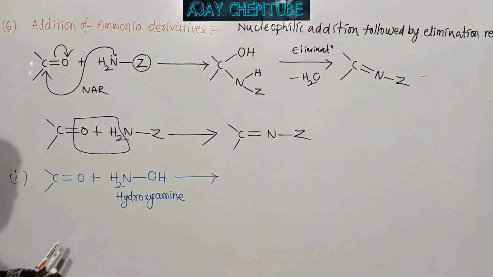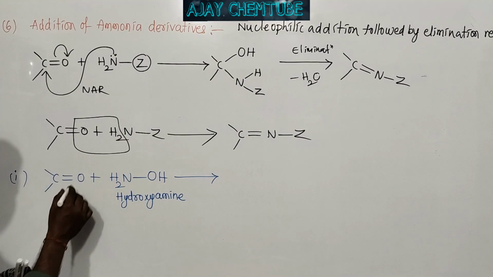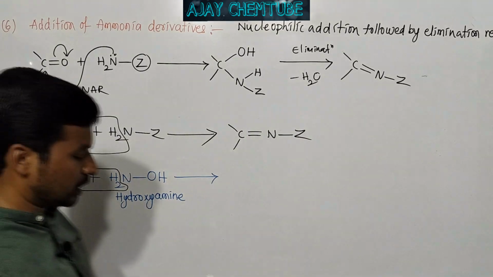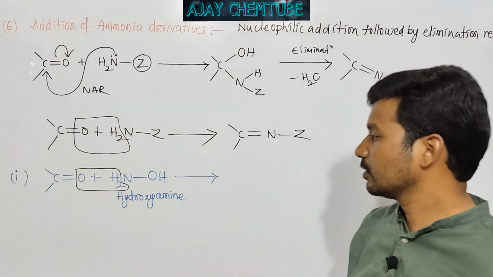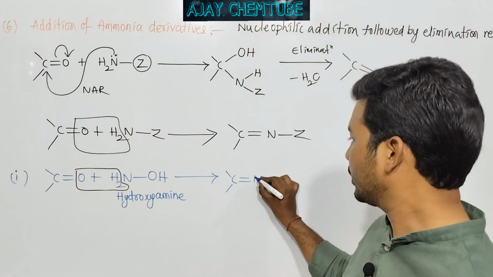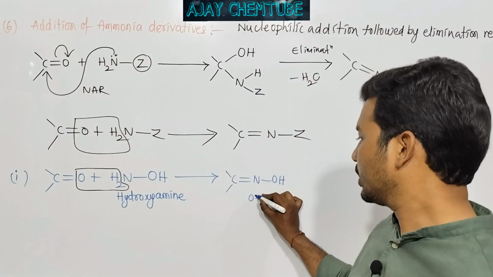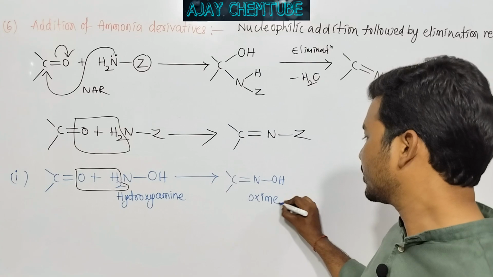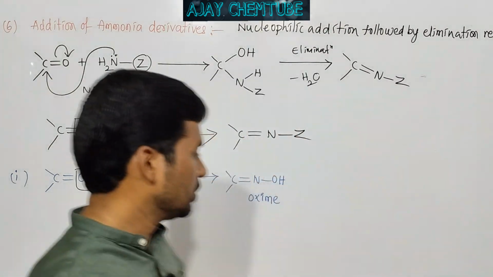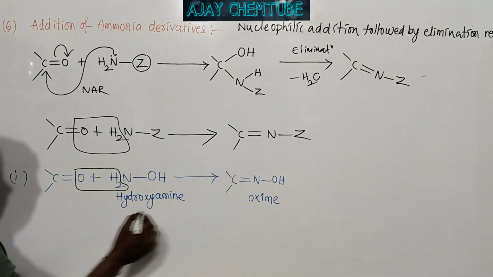So what you can take? Elimination of this one. Directly you can write the product. What? Here carbon double bond nitrogen OH. With hydroxylamine, what does it give? Oxime. This you have to remember. So carbonyl compound with hydroxylamine forms oxime.